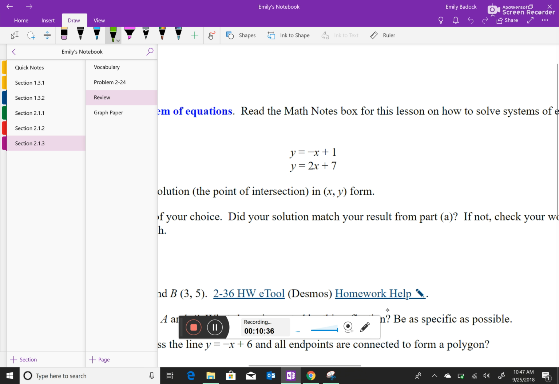So what I'm going to do is take this equation and replace it with y. So I'm going to have -x plus 1 equals 2x plus 7. You could have done it the opposite way too. You could have taken 2x plus 7 and substituted it in for y.